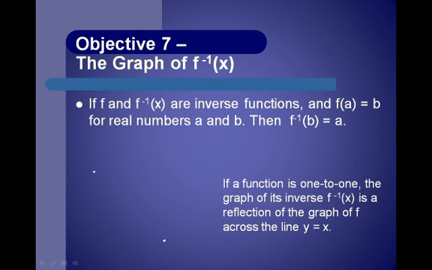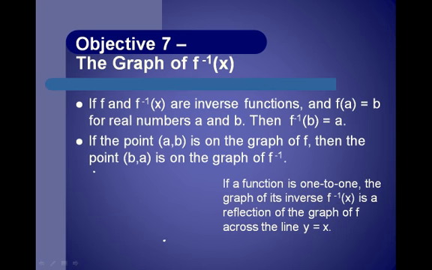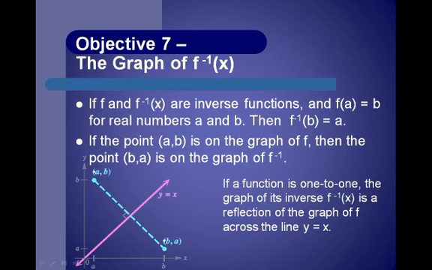Objective 7. The graph of f inverse of x. If f and f inverse are inverse functions, and f of a is equal to b for real numbers a and b, then f inverse of b is equal to a. What that means is, if the point (a, b) is on the graph of f, then the point (b, a) is on the graph of f inverse. So here's our picture that shows the ordered pair (a, b) for f, and then the ordered pair (b, a) is on there for f inverse.